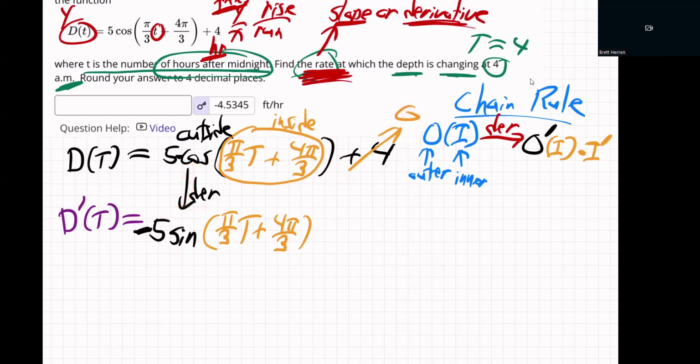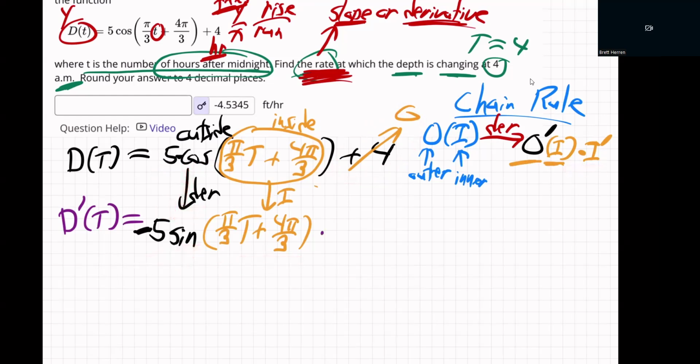And then this is the I right there. So you see I've got the O prime and the I. The derivative of the outside function, derivative of cosine is negative sine. The inside function stays the same. Now times the derivative of the inside function.